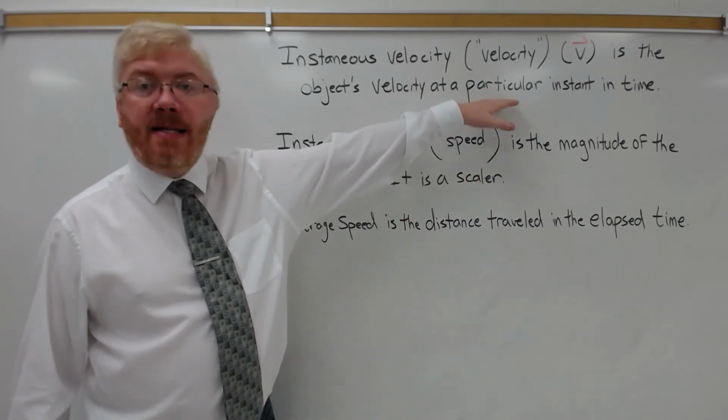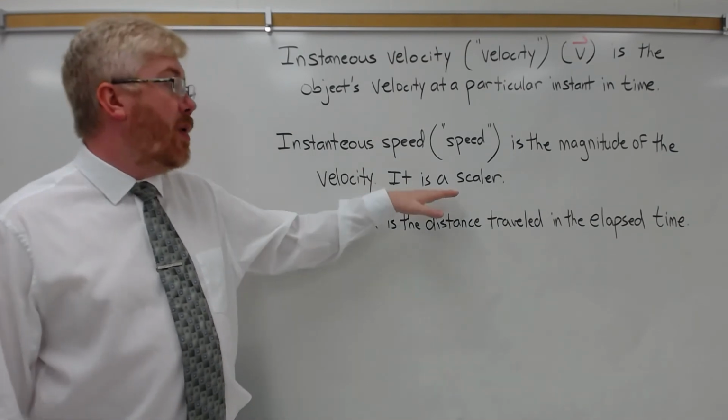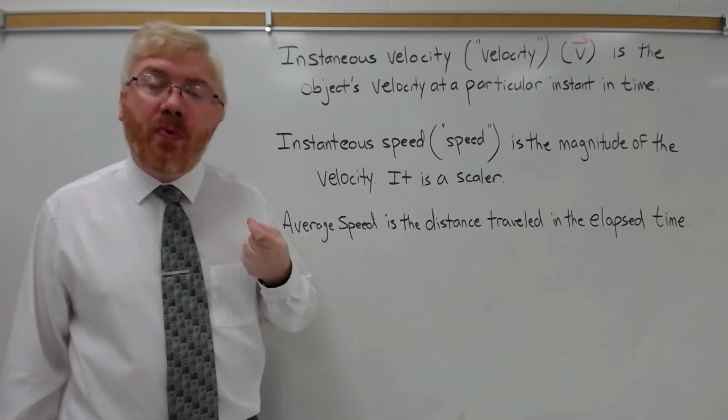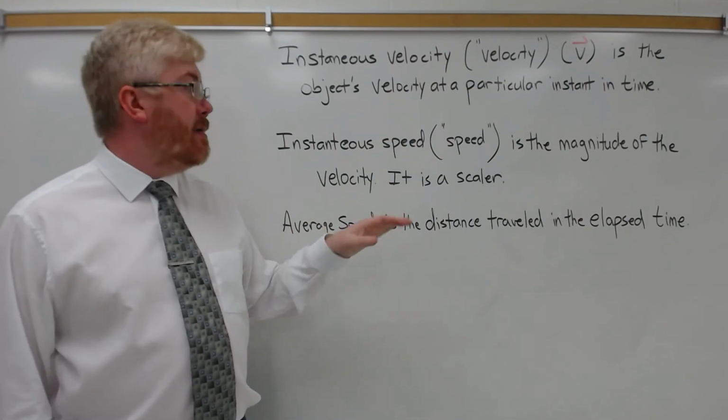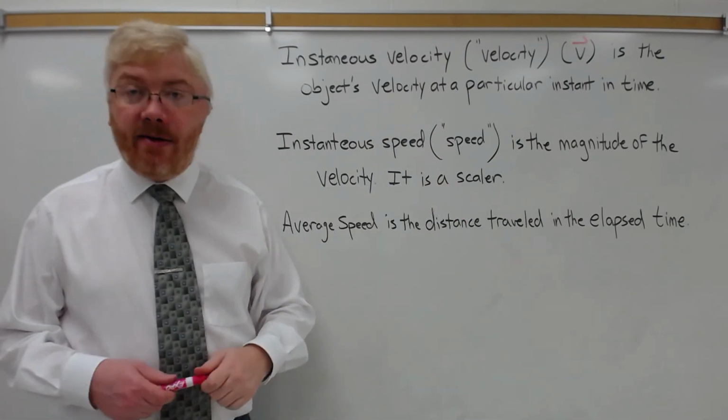So we're interested in things like speed. Once you figure out the velocity, take the absolute value of that, and you will get the speed. It is a scalar. There is no direction associated with it, and it has to be positive because it's an absolute value.